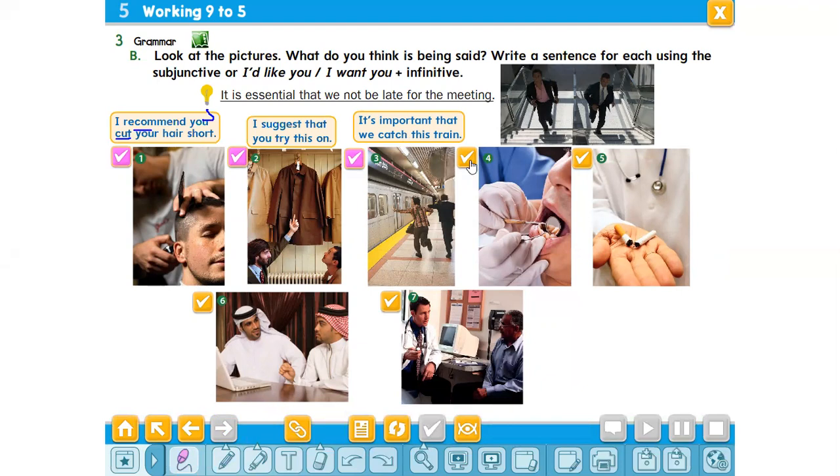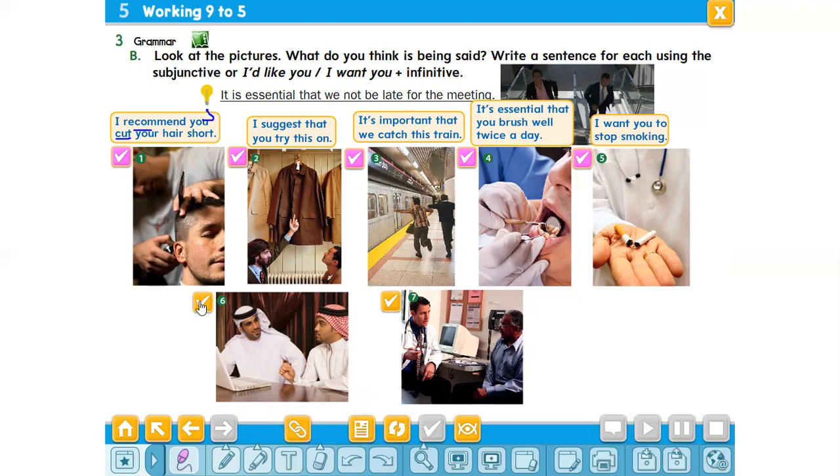Excellent. Number 4, it's essential that you brush well twice a day. Essential that plus subject and base form. And we can also say it's important to check your teeth monthly. Number 5, I want you to stop smoking. It's essential that you stop smoking. Very good. We can use subjunctive or I want you to.